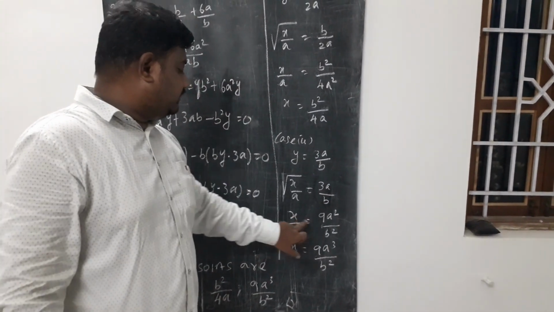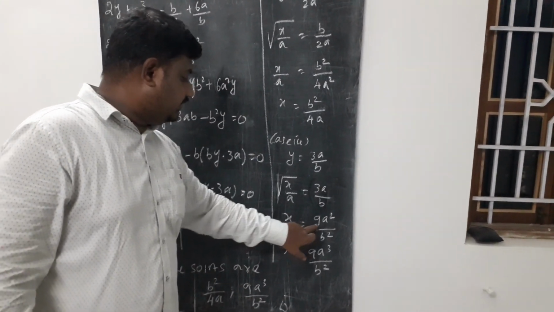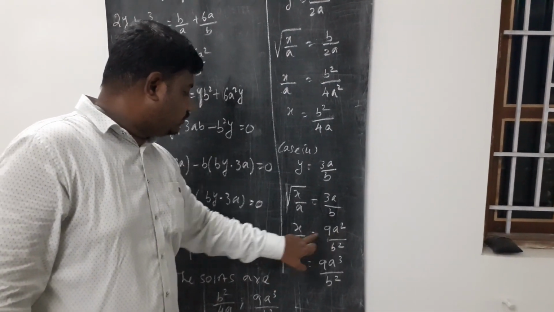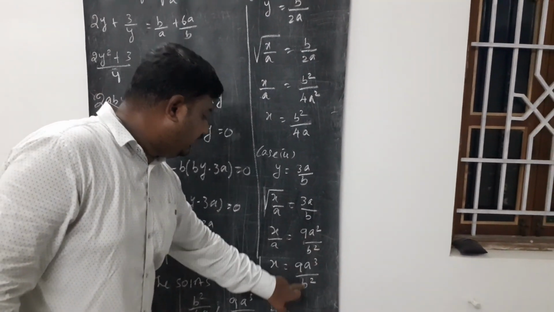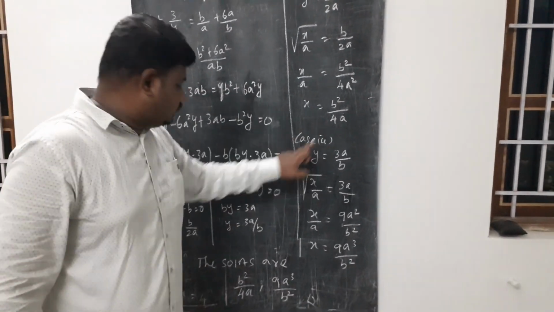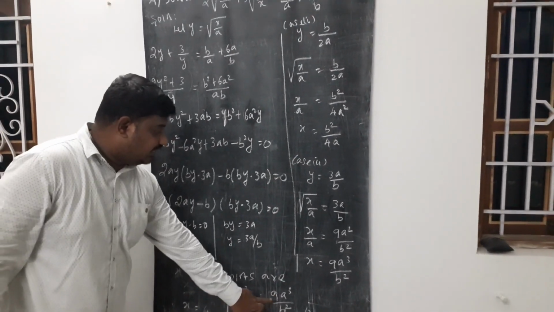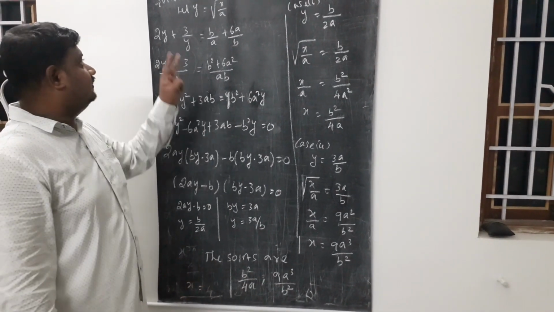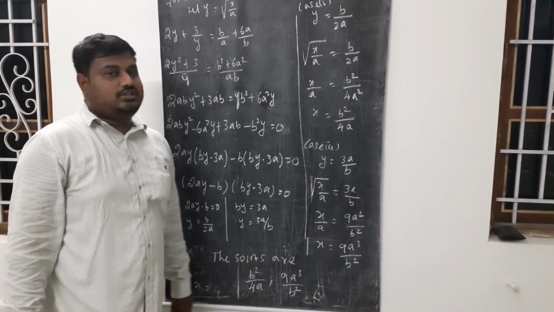Here, cross multiplication: we need only x, so you can cross multiply a. So x is equal to 9a square into a, 9a cube by b square. Here are the two solutions. One of the solutions is b square by 4a, another solution is 9a cube by b square. These are the two solutions for this equation.